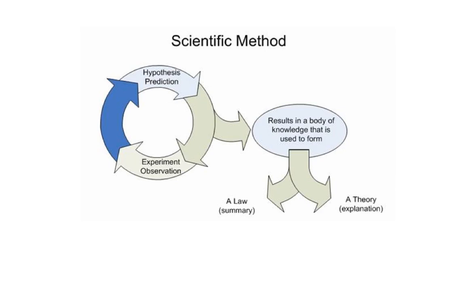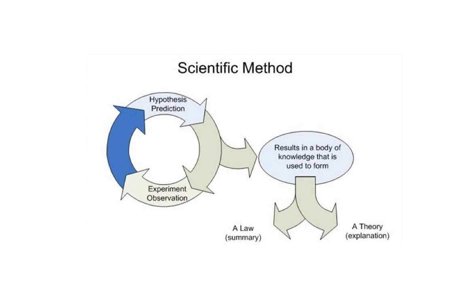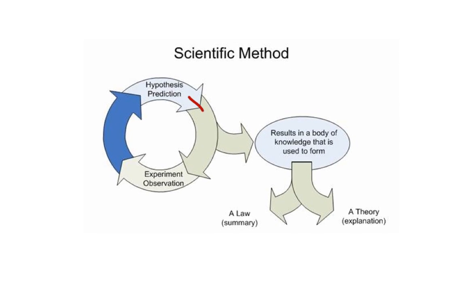As you can see from this diagram, the scientific method is a cyclical process. The prediction leads to your experimentation. Your experimentation leads to more altering of the hypothesis and more predictions. Eventually, we develop a body of knowledge.